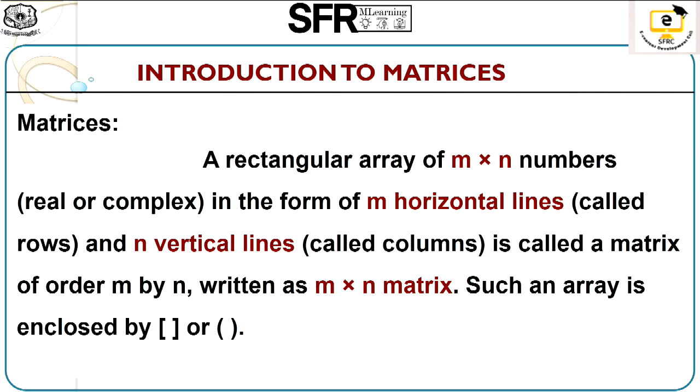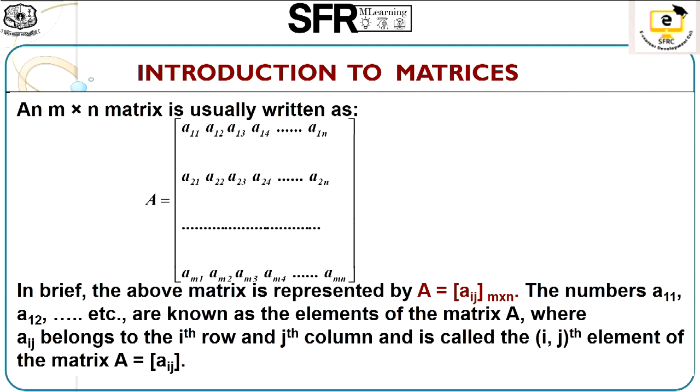First we see the introduction of matrices. A matrix is nothing but a rectangular array of m cross n numbers. The numbers may be real or complex, arranged in m horizontal lines. Here the m horizontal lines are called rows and the n vertical lines are called columns. The matrix is of order m by n, so we write it as an m cross n matrix.